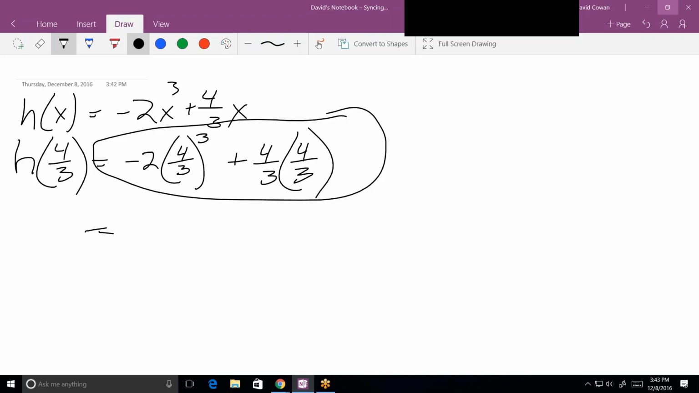And you don't really want to do it in a decimal format. Leave everything as fractions, at least until you get to the end. So I got minus 2. What is 4/3 cubed? 8/3? You have to cube the numerator and denominator. What's 4 cubed? Oh, cubed. 64? Is that right? What's 3 cubed?